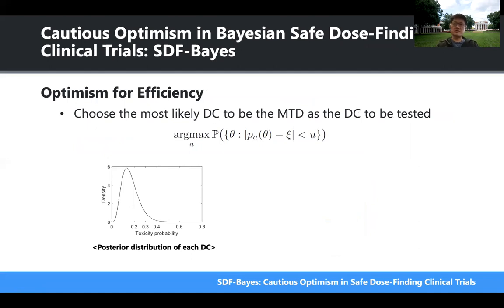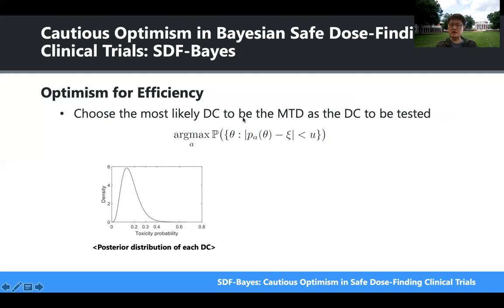So, more details about SDF-Bayes. How does SDF-Bayes really work? This algorithm actually runs on two fundamental principles. The first principle is optimism. This is really for efficiency. In a nutshell, we want to choose the most likely DC to be the MTD as the DC to be tested next. So we want to be very aggressive in terms of selecting the DC that looks the most promising in terms of being the MTD.